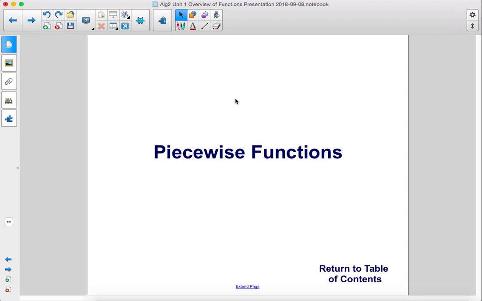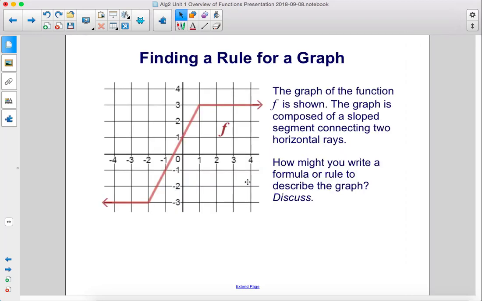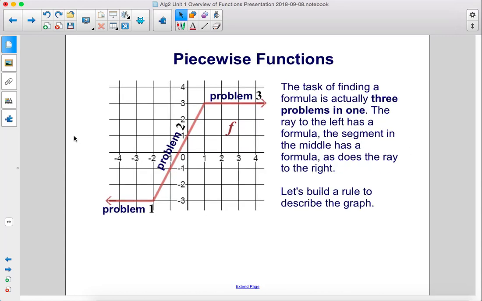Piecewise functions. The graph of the function f is shown. The graph is composed of a sloped segment connecting two horizontal rays. How might you write a formula or rule to describe the graph? Discuss. The task of finding a formula is actually 3 problems in one.